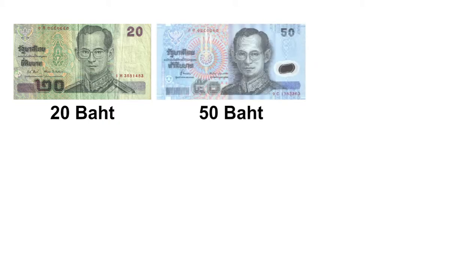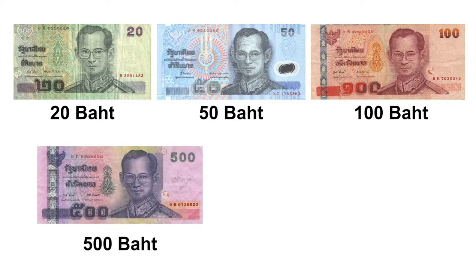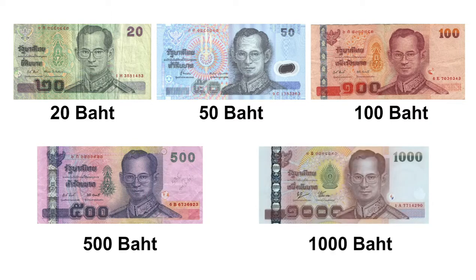What's this bill? 50 baht. What color is 50 baht? Blue. And they're all from Thailand, of course. How much is this? 100. What color? Red. Good. And 500. What color is the 500 baht? Purple. And we have 1,000. It's kind of a brown color.